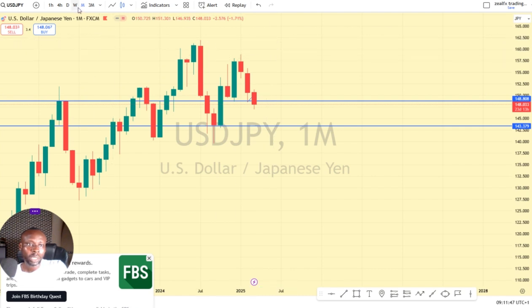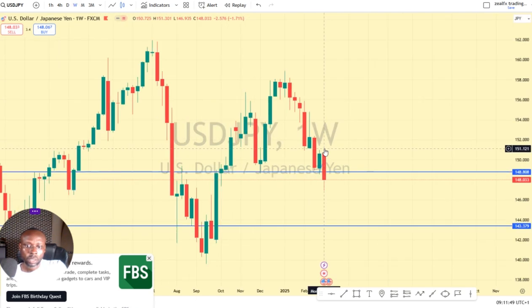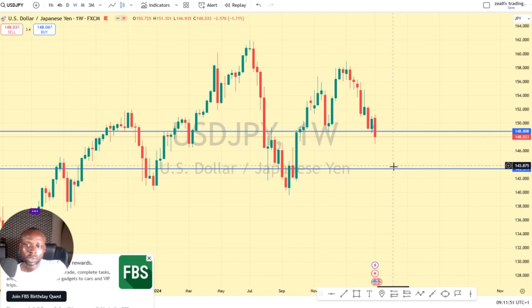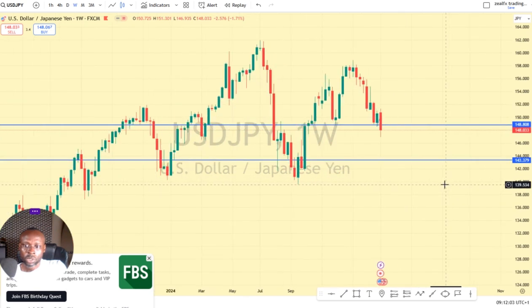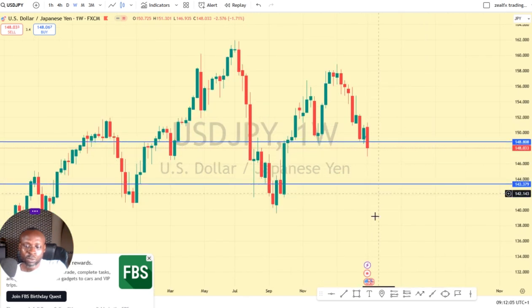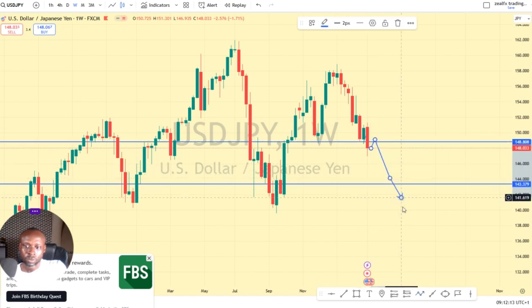So let's look at the weekly chart of the USDJPY. On my weekly chart, price is still projecting to push lower, but we have a sideways trend on the weekly chart. So long as we have this sideways trend, we remain sideways on the weekly chart for the USDJPY. So what we expect this week, we expect price to do a retest of this level, then we'll see a further push to the downside for the USDJPY.